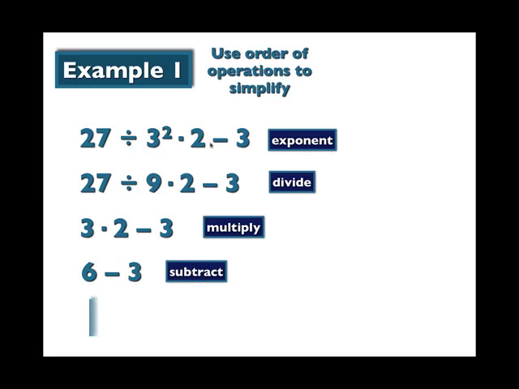So when we simplify this, we see that the initial expression we started with, 27 divided by 3 squared times 2 minus 3, is simply 3.